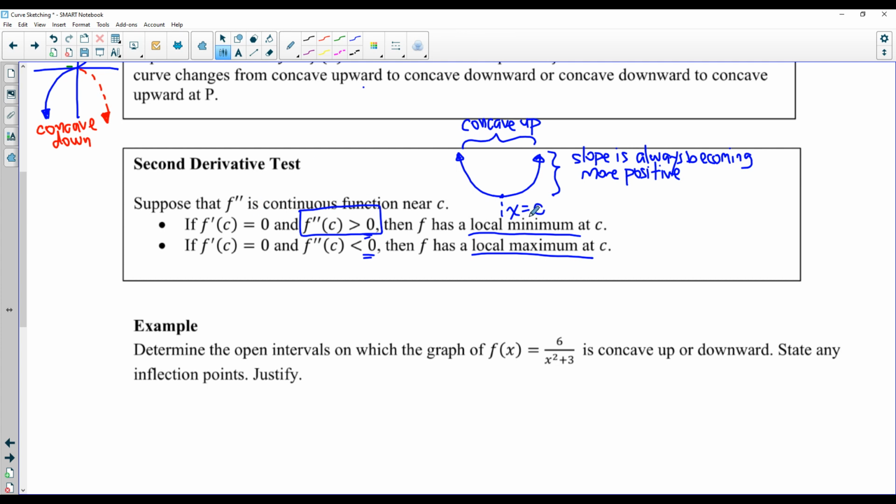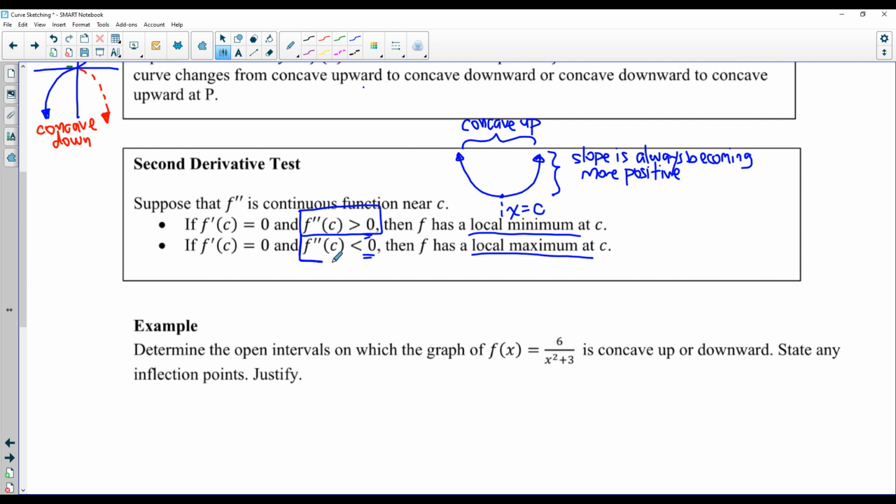So if you have a critical point that's a local minimum, then the second derivative at that point is going to be greater than 0. Even though the slope at this point is equal to 0, the second derivative is about how your slope is changing. And even at that point, the slope is continuing to change in a positive direction, because at this critical point it's changing from a negative slope to a positive slope.